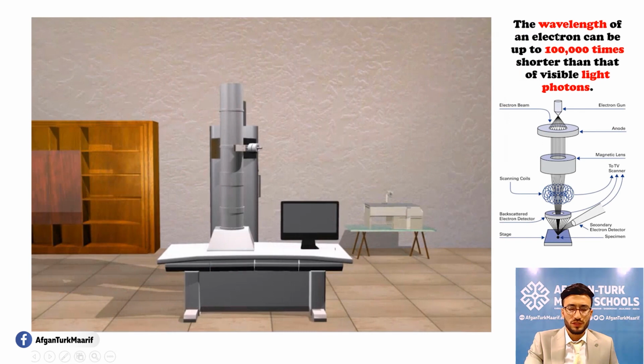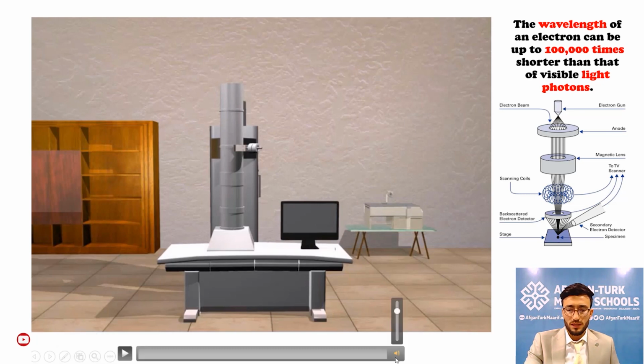One of the most important differences between the light microscope and electron microscope is that they use different types of sources for illumination. Light microscopes are using photons that possess 200 nanometers, but the electron microscopes are using electrons. Why? This is the reason: because the wavelength of an electron can be up to 100,000 times shorter than that of visible light photons.